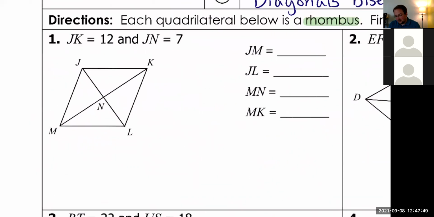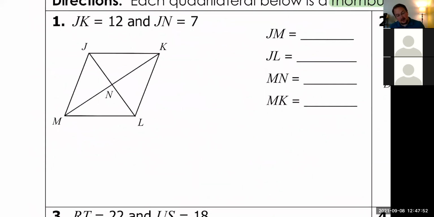So when we take a look at the first one here, we have a rhombus. We've been given, instead of in the diagram, we've verbally been given 2 measurements. JK is 12. JN, which is inside here, is 7. We need to find 4 other measurements. So let's start with JM. What is the length of JM?